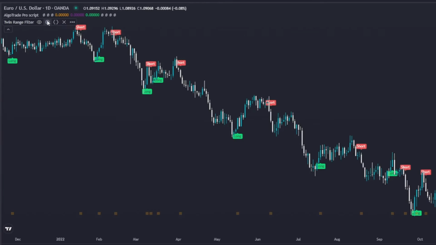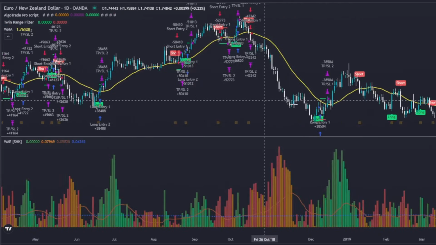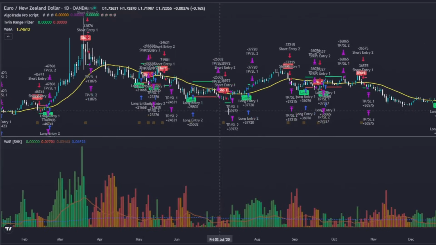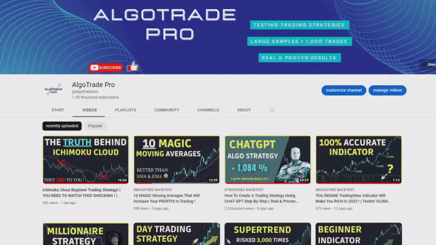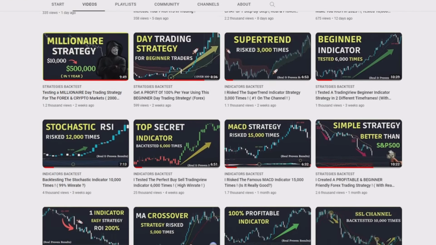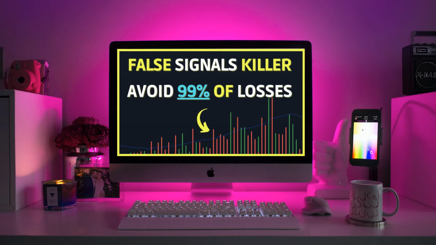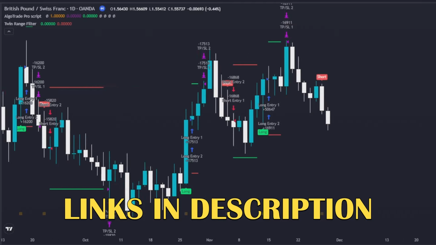Of course, these results can improve much more if you test the twin range filter with other settings or use other indicators to filter out false signals, such as a moving average or a volume indicator. In my channel, you can find videos about these two types of indicators, which I believe have a super positive impact on any strategy you test. Links to both videos in the description.